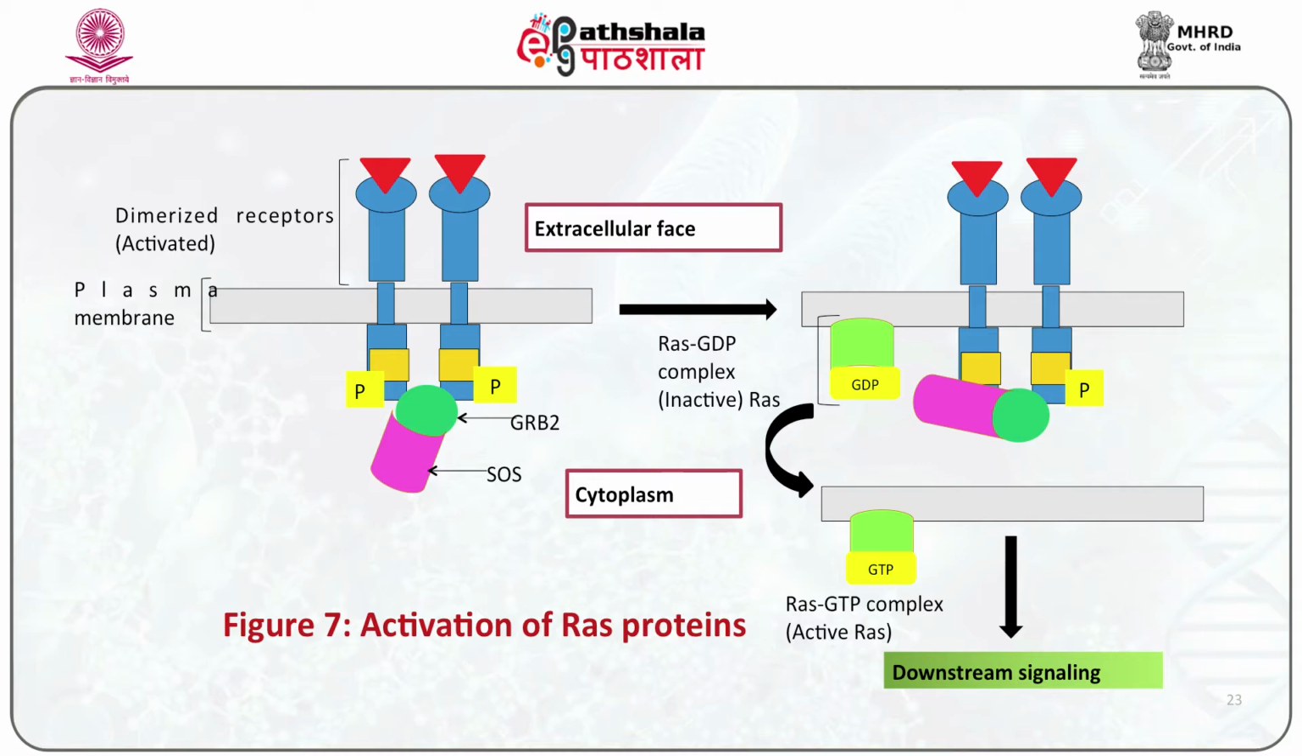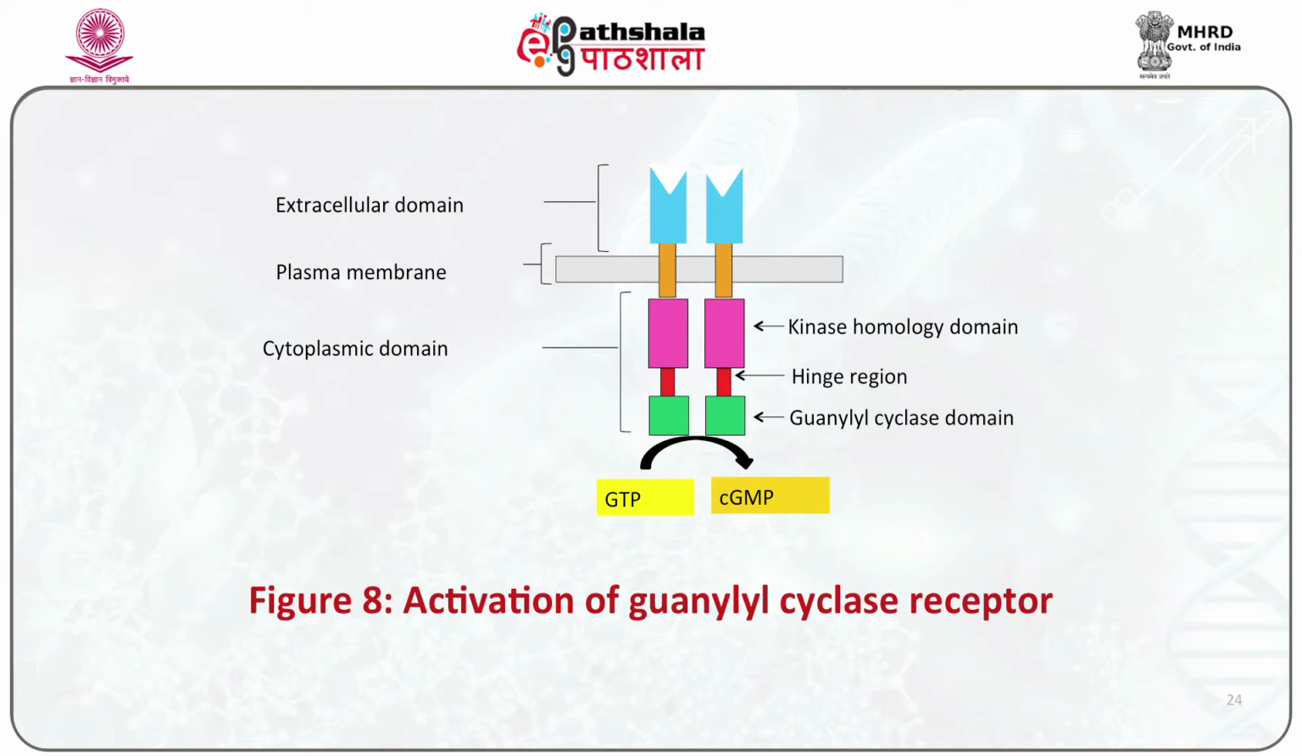The SH2 domain of GRB2 binds to phosphotyrosines in RTKs, while its two SH3 domains bind to SOS. This brings the SOS close to membrane bound RAS GTP and facilitates the conversion of RAS GDP to RAS GTP, which is the activated form of RAS. The activated RAS then further carries out the downstream signaling.